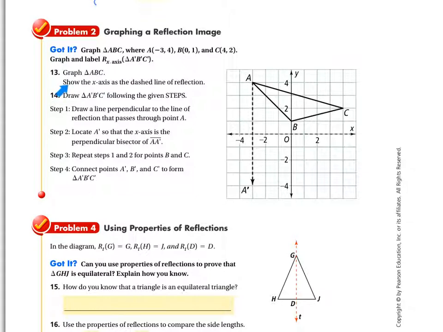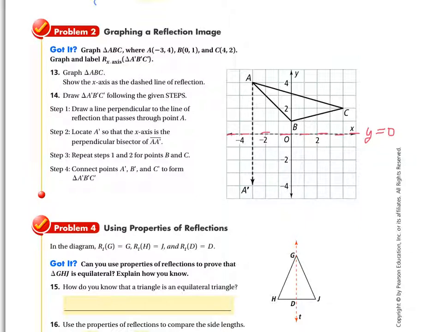So they're showing the x-axis as a dashed line of reflection. So we're going to go ahead and, if you have colors or even a highlighter, I would highlight this line right here because that's our line of reflection. And what is the equation of that line, by the way? What axis does the x-axis go through? The y-axis. So this is y equals, and at what point on the y-axis? 0. So that's the equation of that line.